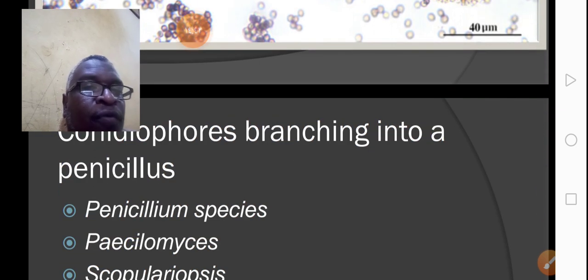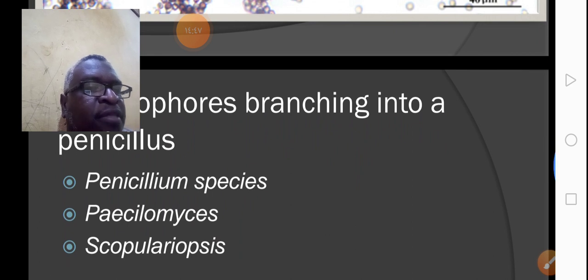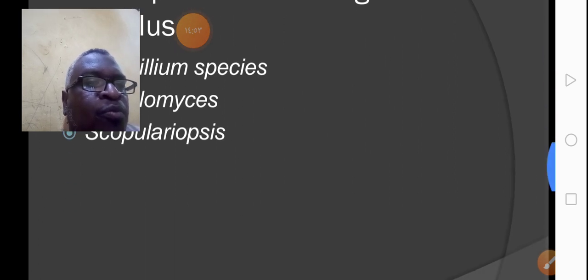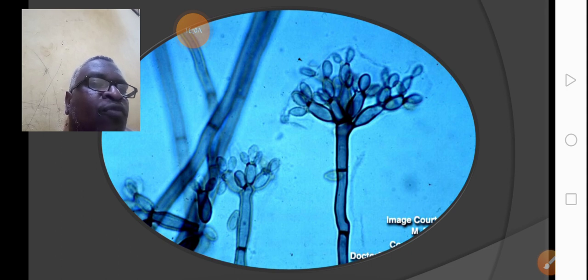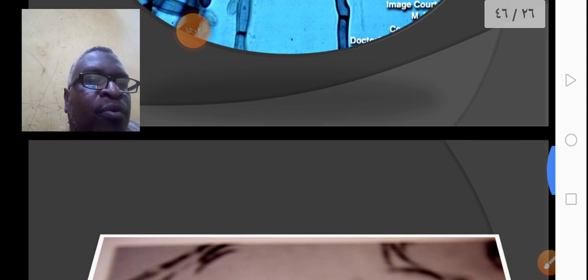We have conidiophores branching into a penicillus, as in Penicillium species. We have Paecilomyces and we have Scopulariopsis. All these produce branching conidiophores. As you see here, this conidiophore is highly septated, and this is a way of reproduction. Also, we have Alternaria, similar to a sickle shape. As you see, there are many clusters of this part, responsible for differentiating many types.